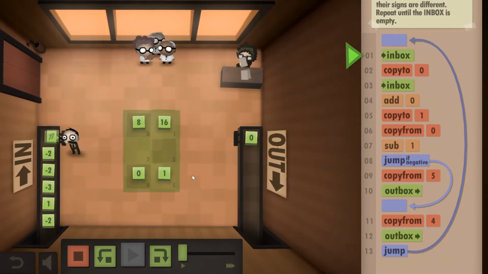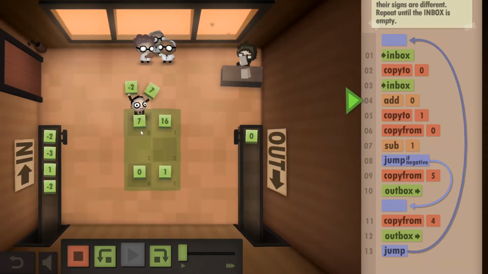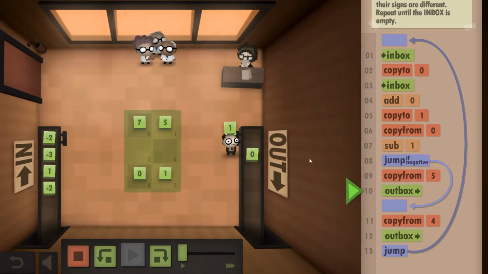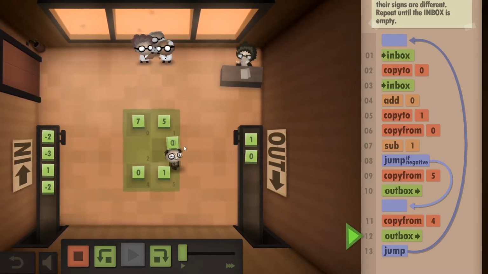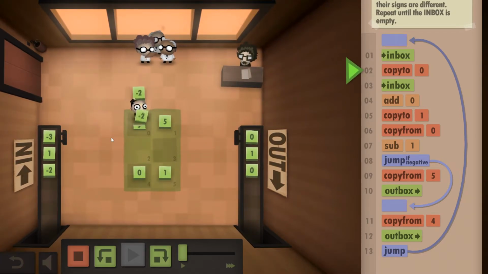So far so good. Okay, these are different signs, so we're going to store the 7, do the addition, store it there, pick up the 7, subtract. We get a positive number, which means we send a 1. So far so good. Now the negative numbers is where I get a little bit concerned here.